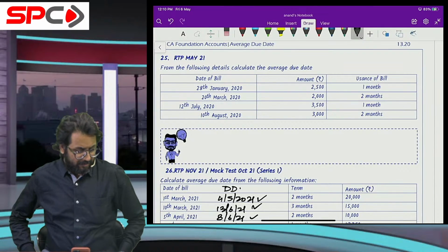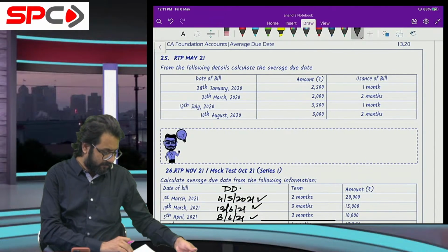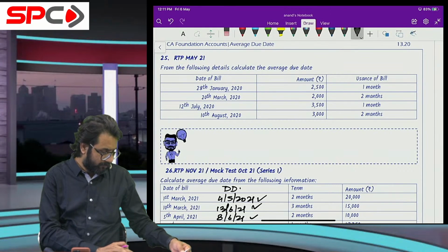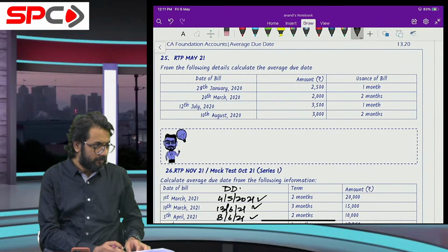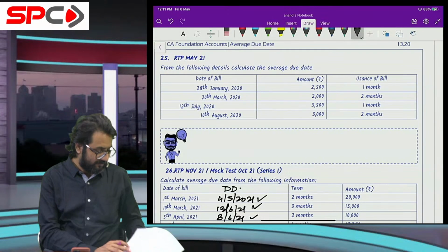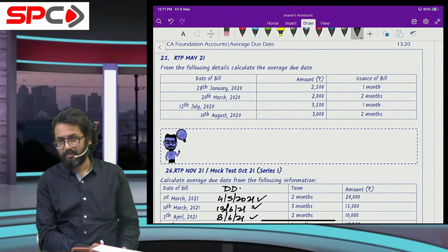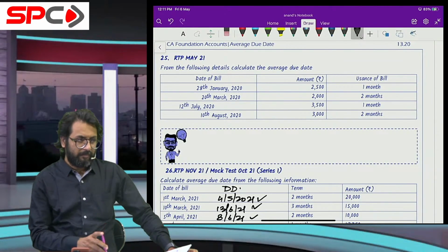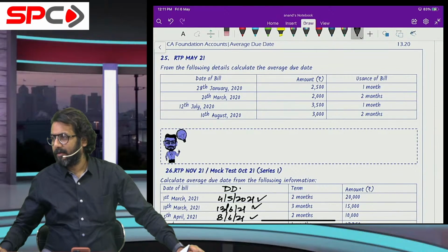Oh, same as 18, क्या? Amount is half. Okay, very good. Okay.